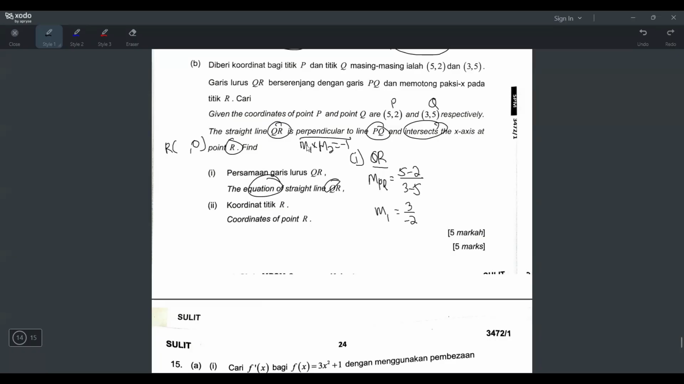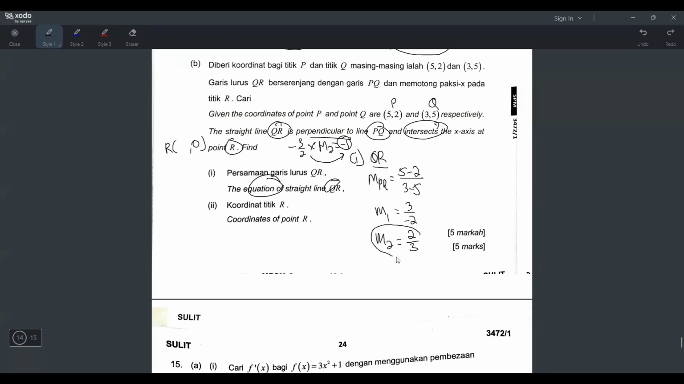But this is the M1, the gradient of PQ. I want the M2. So you have to use this formula. Now the M1 you know already is -3 over 2. So how to get M2? You have to take -1 divided by -3 over 2. And if you press your calculator, you get 2 over 3. The fast way to do this is to just flip it and change the sign. So 3 over 2 flipped is 2 over 3, and then change the sign to positive. That's the fast way if you don't want to use a calculator. So this is your gradient M2, which is the gradient of QR.